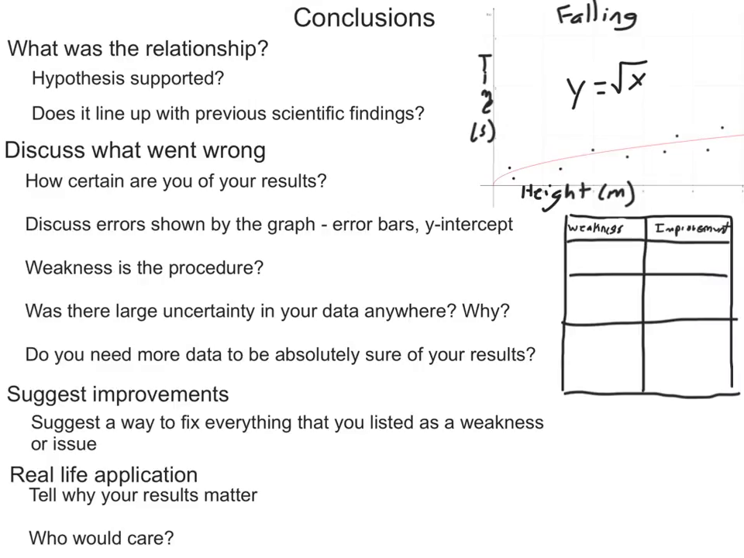So in review, there are 4 pieces to a conclusion. You state what the relationship was. If you're in ninth grade, maybe you can get away with starting out with as one goes up, the other goes up, or as your independent variable, your x, goes up, your dependent variable goes down. But by the time you're a junior or senior, we're actually expecting you to use some insight and be able to talk about the relationship you're seeing in the graph. Discuss what went wrong, discuss all your errors, your uncertainties, and weaknesses. Suggest fixes to all of those weaknesses, and then talk about why your results might actually matter in the real world.